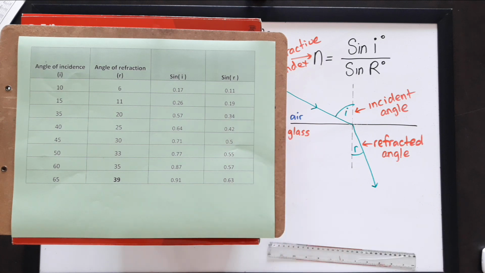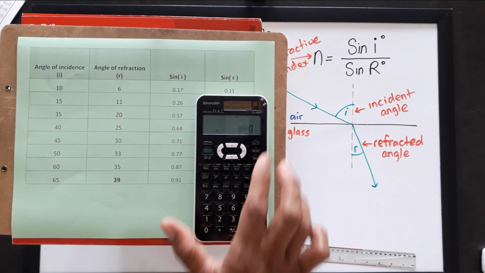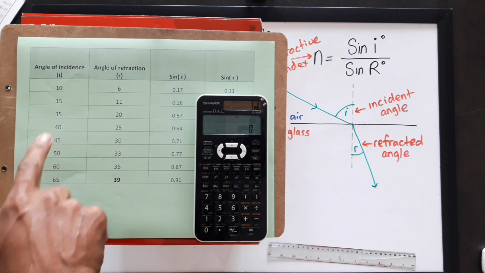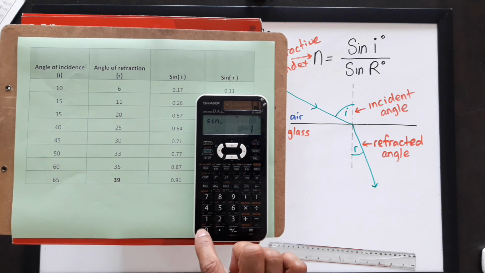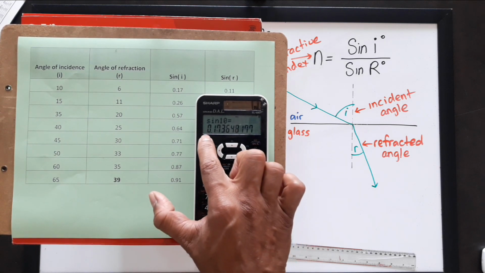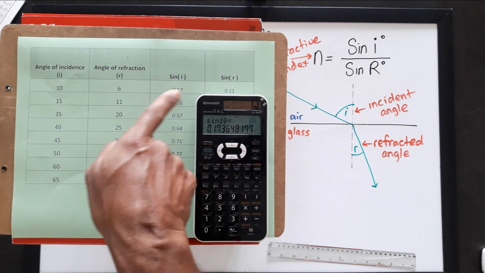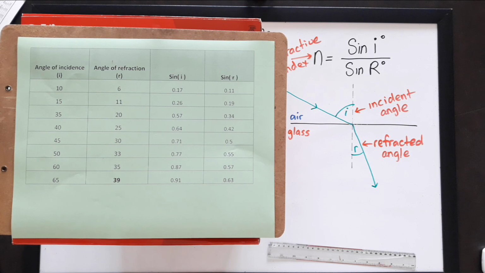And, well, just in case you don't know the sine button, I'm going to show you how to use it quickly. All right, hopefully you can see there. Let's try this one, sine 10. You just press sine, enter 10. 10 is the angle. Press equal, and you notice we got 0.17. So I just rounded off each value, in case you don't know how to use the sine function. Right. So what we're going to do, we're going to take the sine I values and plot them on a graph, and the same thing with the sine R values.